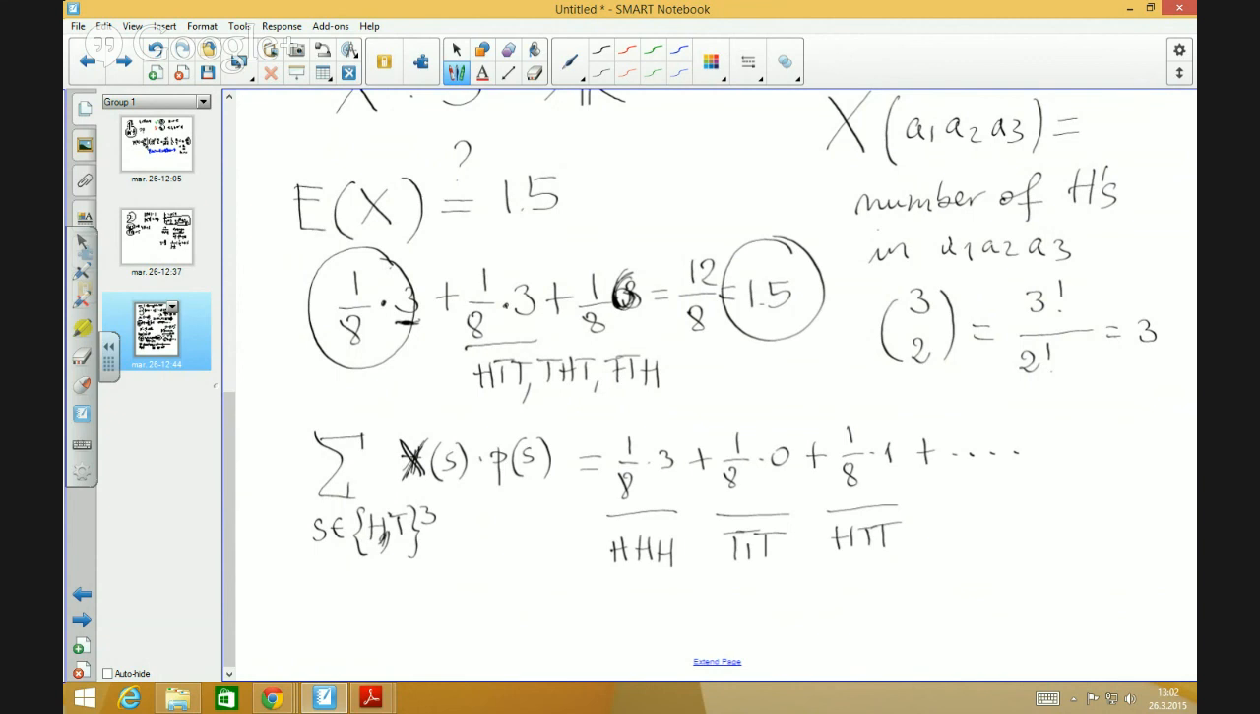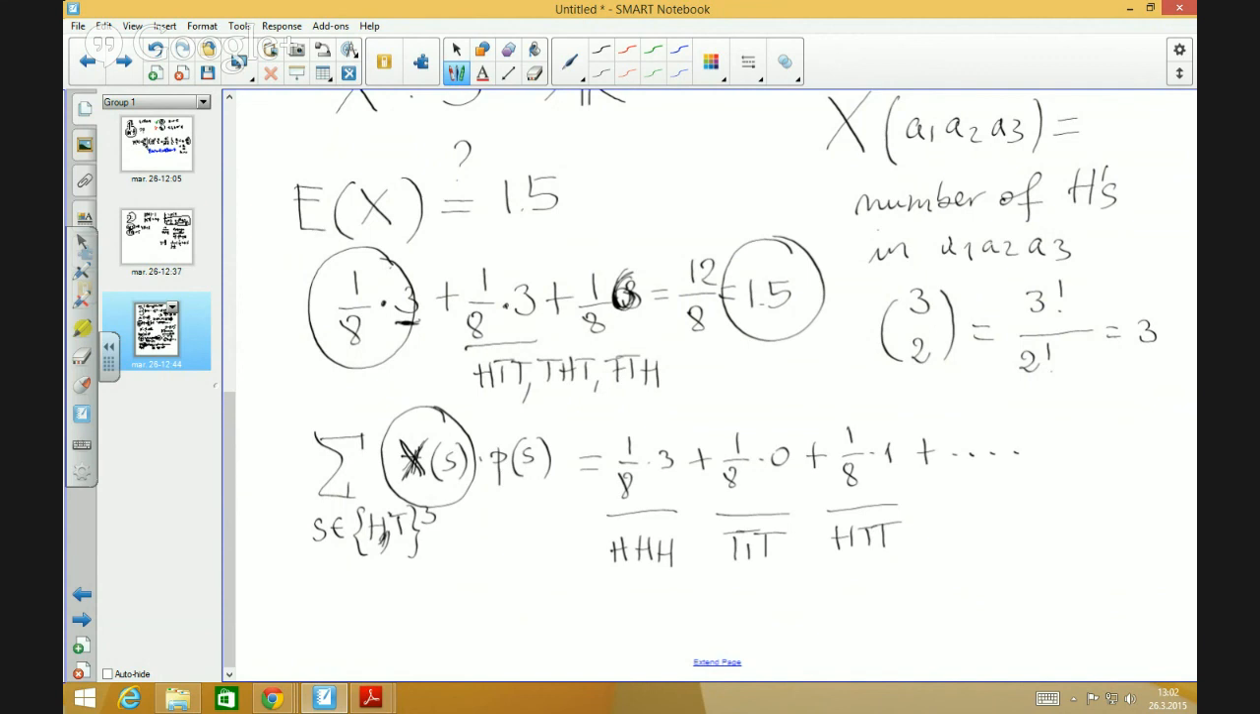Any problem with this? Okay. So you want to see all the calculations? Okay, so the problem is the understanding. Look, you're summing over all the possible strings of heads and tails of length 3. And for each one of the strings, you take the value of the random variable for that string, which is the number of heads, times the probability of seeing that outcome.